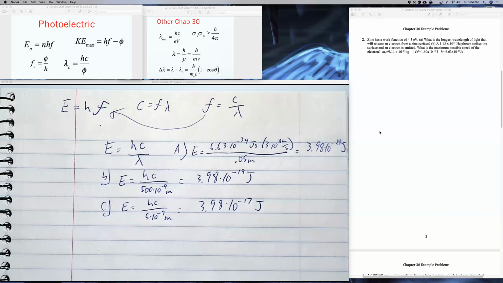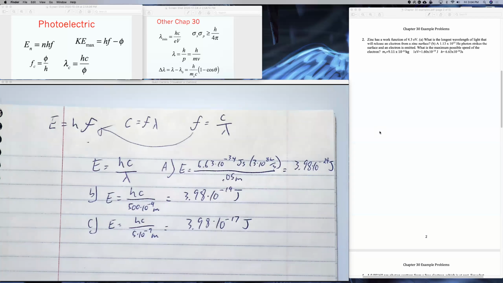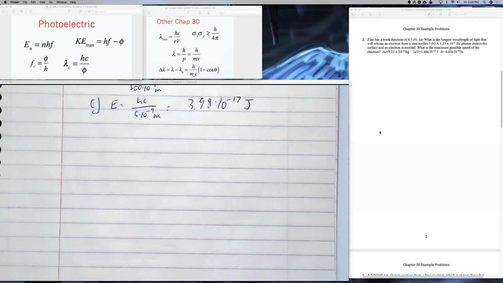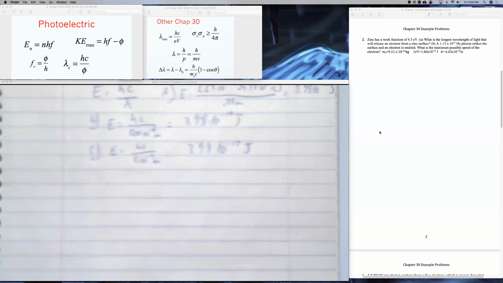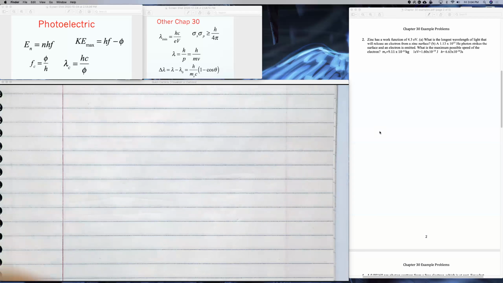The second problem actually has more of a problem to it, and is about dealing with the work function of zinc. Oh, sorry, any questions on this first problem before I continue? Nope. Okay. Second problem, we're going to talk about zinc.